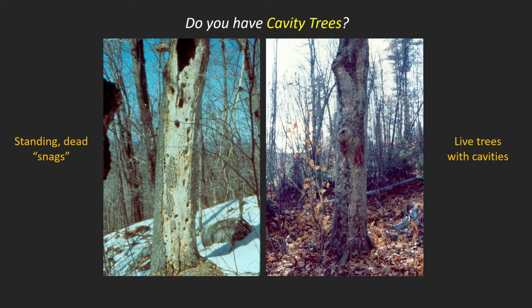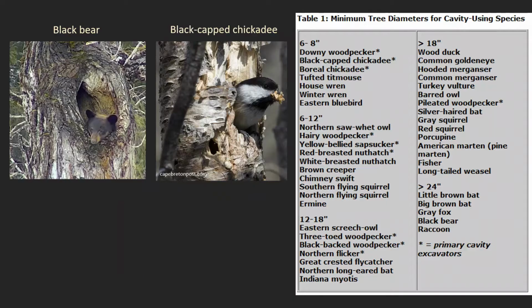When you're on your land, look for the presence or absence of cavity trees. This includes standing dead trees that we call snags and live trees with holes or cavities. Here in New Hampshire, there are about 40 species of wildlife that require snags or cavity trees for habitat. When timber harvesting, we should leave all snags and ideally all large diameter cavity trees uncut whenever possible.